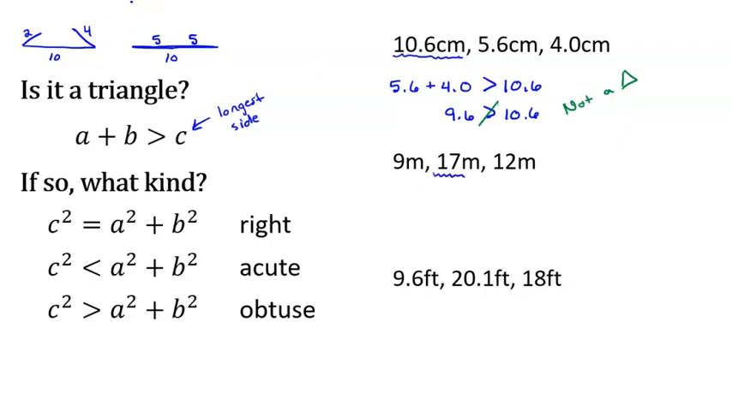So the next one, 17, is our longest side, and so we have 9 plus 12. That's obviously going to be greater than 17, and so this is going to be a triangle. So yes, it's a triangle. And then from here, now we can use our Pythagorean theorem. So we're going to take 9 squared plus 12 squared, and we want to compare it to 17 squared.